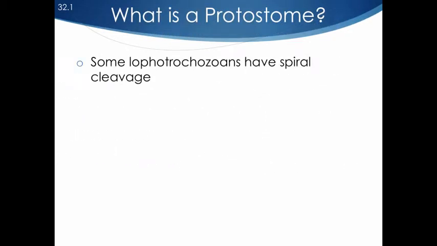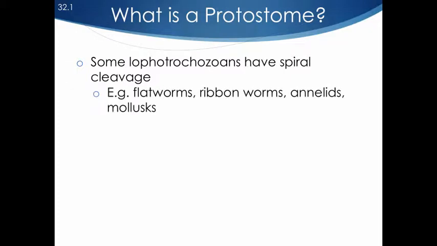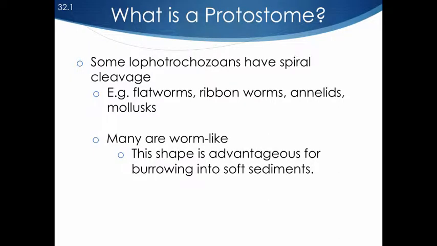Some Lophotrochozoans have spiral cleavage, and again, this is something that we went over in the last chapter. An example of this would be flatworms, ribbon worms, annelids, and mollusks. And we'll be going into depth with all of these later. And many of these have worm-like structures because it is advantageous for them to burrow into soft sediments. So if you know about mollusks or flatworms, even worms, they all kind of go into the soil. That's how they protect themselves, and some of them, that's even how they obtain their food.